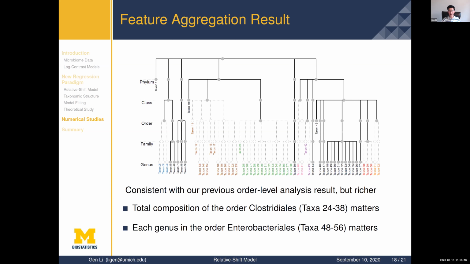Another order is this one, the Enterobacterales. From this analysis, we say that for this one, individual genera in this order actually matter in terms of predicting this NNS score. So this result is consistent with our previous analysis, but provides much richer information.